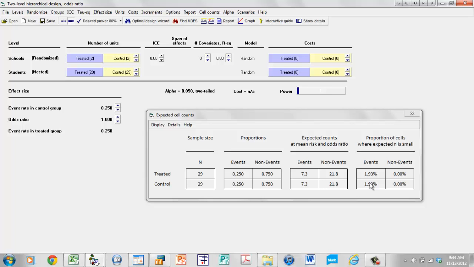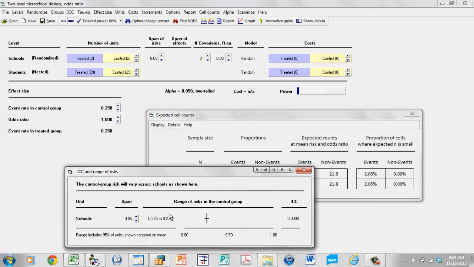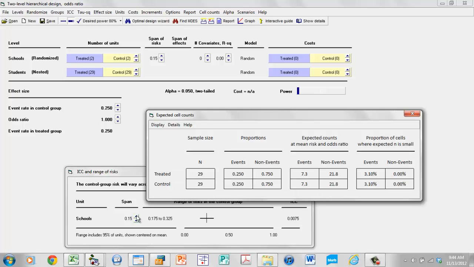The second way that a problem arises is if the prevalence varies from school to school. We were dealing a minute ago with a situation where all of the schools had a prevalence of 0.25. But if we start allowing the risk to vary from school to school, let's say we have a span of 0.20, that means that the risk is going to vary from as low as 0.15 in some schools to 0.35 in others. Obviously, the schools down here are going to have a greater likelihood of having a cell count that is less than 3.5.